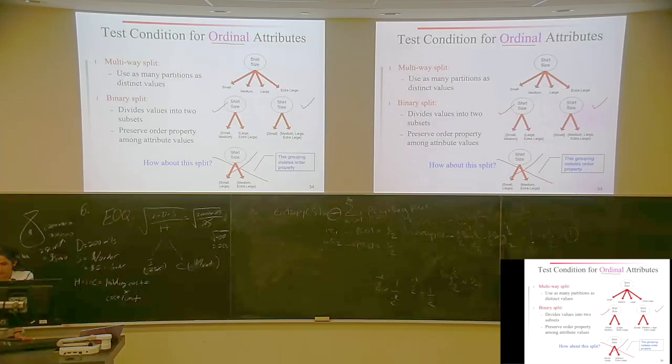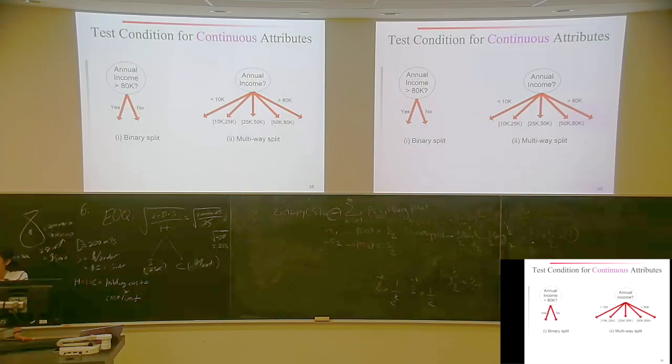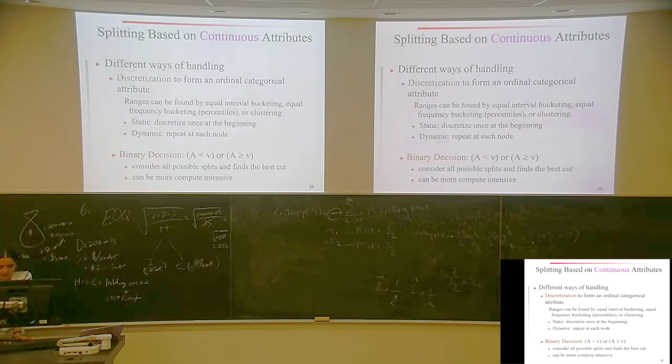And then for continuous attributes, we just choose the threshold. For example, if we have salary, then we can choose a threshold like 80K. If income is greater than 80K or less than 80K, that's a binary split. Or we can just create these different categories, right?